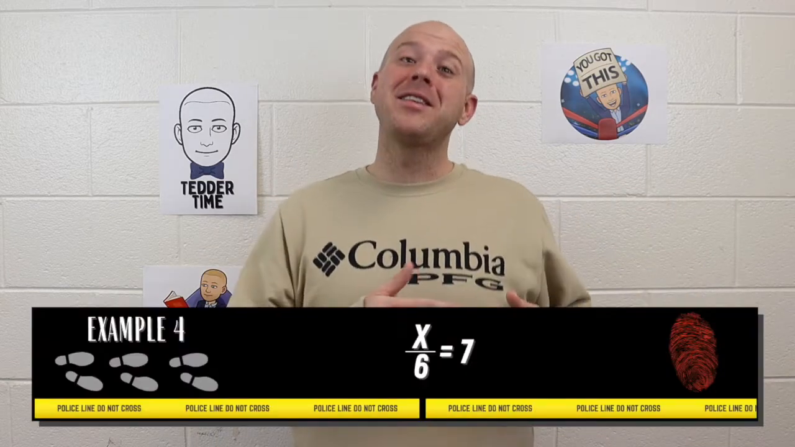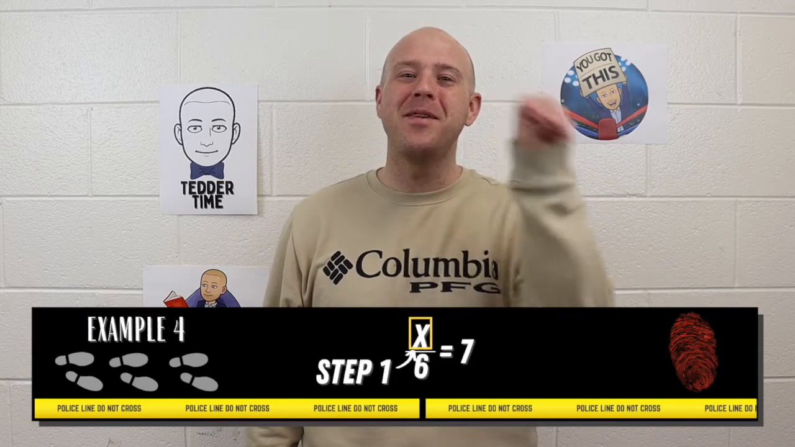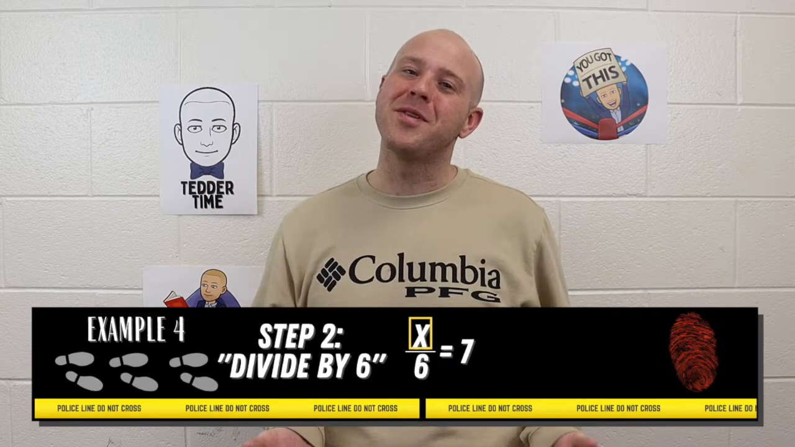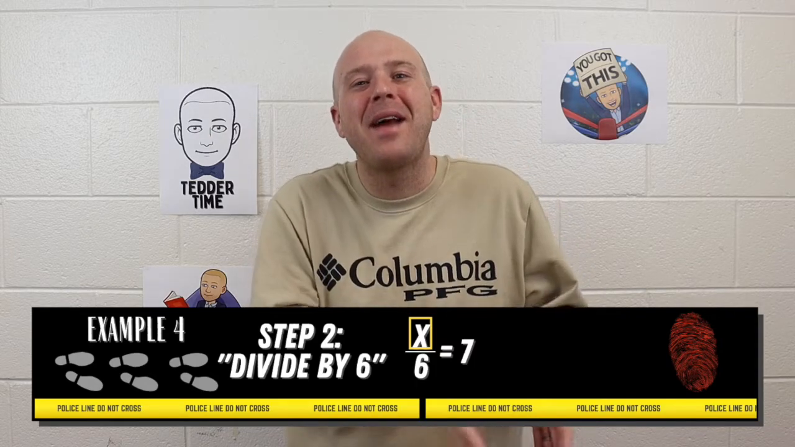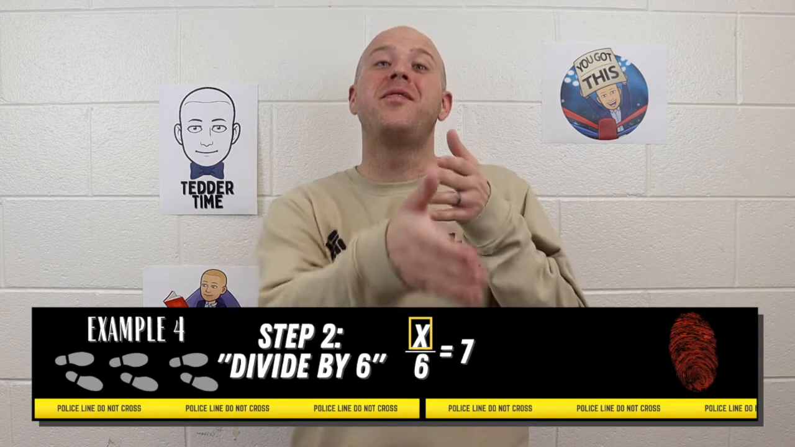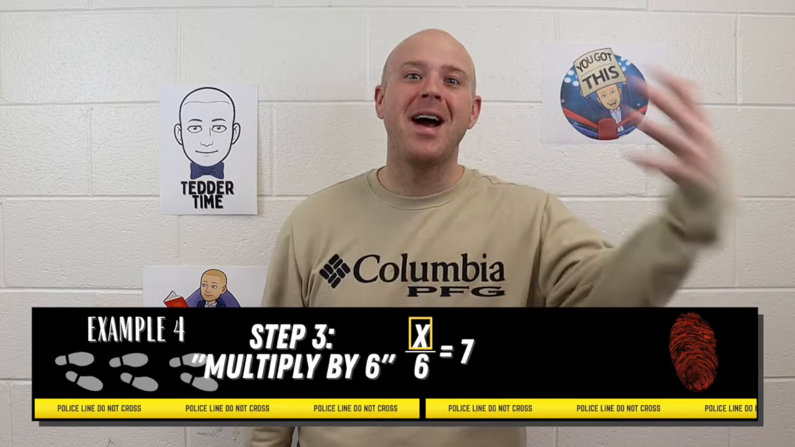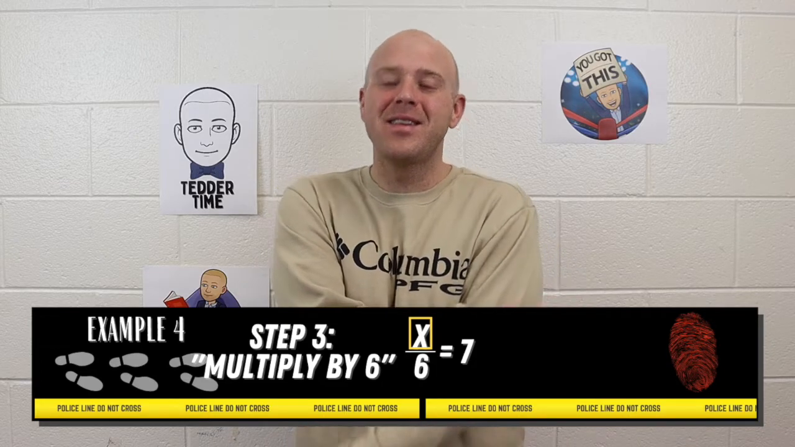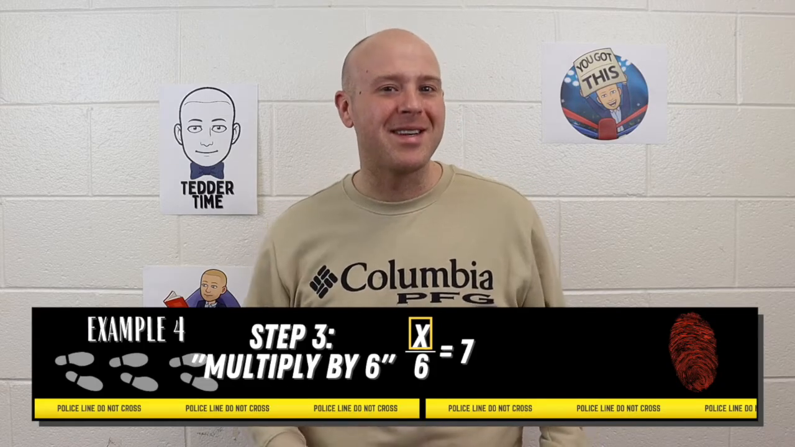So let's look at an example with dividing. So x over 6 equals 7. All right, so step 1, we isolate the x. Step 2, what are my clues? When it's written like this in fraction form, we're dividing by that number on bottom. So I'm dividing by 6. So that helps me in step 3, undo the clues. That helps me realize that the opposite of dividing is multiplying. So to undo that, I'm going to multiply by 6.